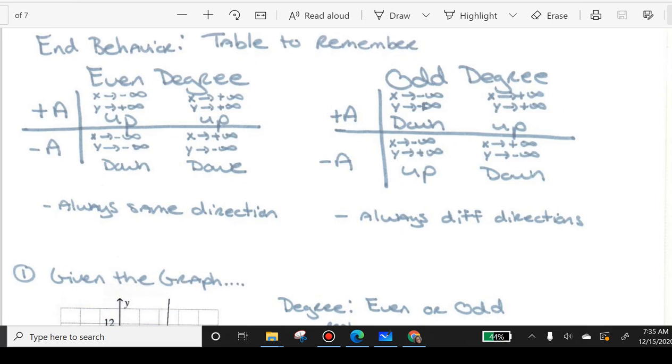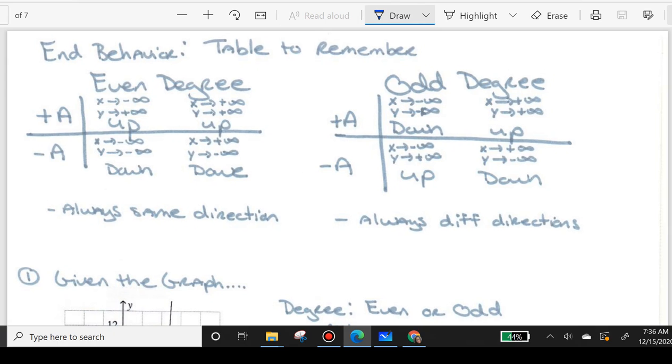When it comes to polynomials, the two things that will determine your end behavior are going to be the degree and the leading coefficient. If it is of even degree, that's the first thing you're going to look for. So even degree, we're talking about something like x squared plus x minus 7. As long as the highest power is even, then we look at the even degree.